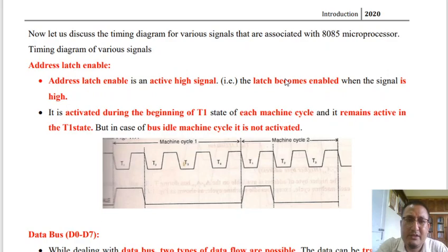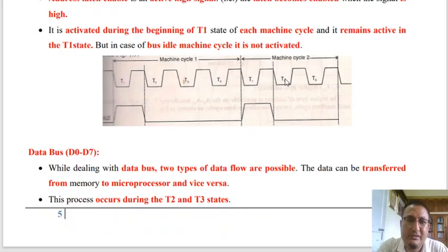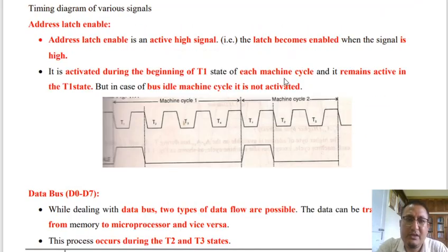Now let us try to understand timing diagram for the various signals. Now the first signal that we need to understand is address latch enable. Now address latch enable, as we've previously learned, is an active high signal. So it is activated during the beginning of T1 state of each machine cycle, and it remains active till the end of T1 state. Now, the purpose of address latch enable is to enable the multiplexed address data line to work as address lines.